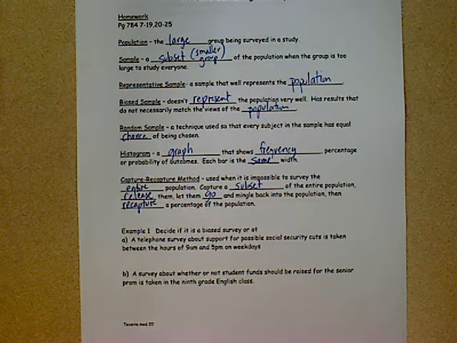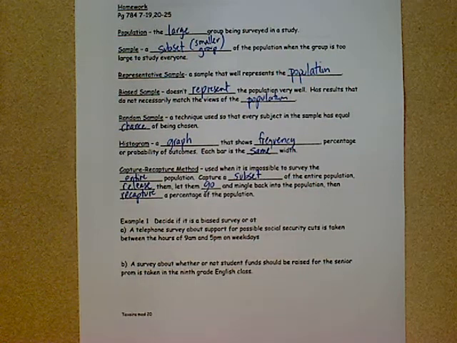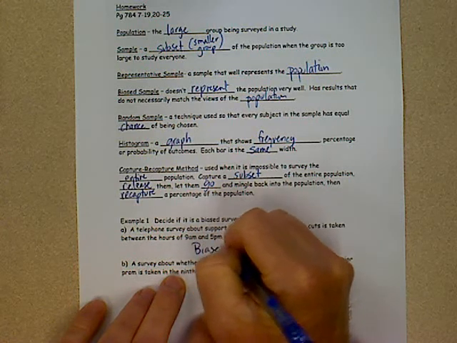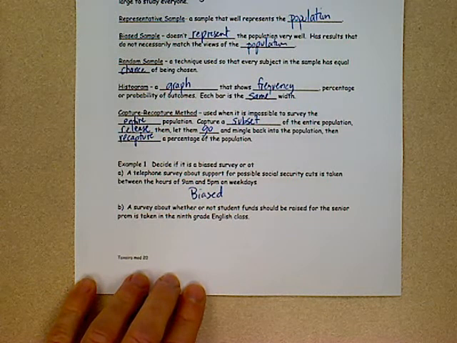A telephone survey by a company about support for possible Social Security cuts is taken between the hours of 9 and 5. Well, this is the time when most people are at work. So the people at work might be the ones that are most concerned about Social Security, maybe not. You're only probably contacting those that are at home. You need a more random sample. This is going to be a biased sample, because again, we're contacting only people that are probably at home at those hours. Again, you need to find a way to reach people on weekends and at nights, because people work different hours.